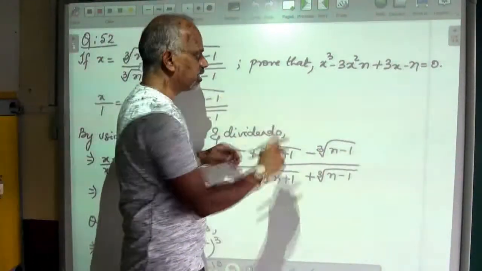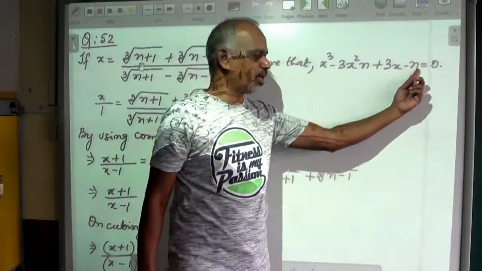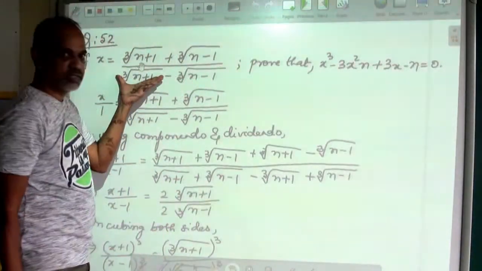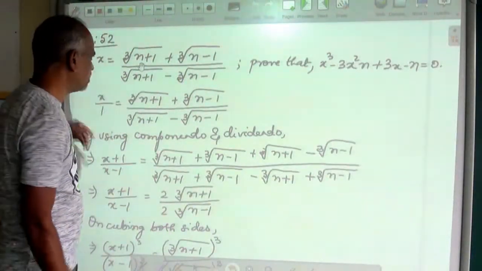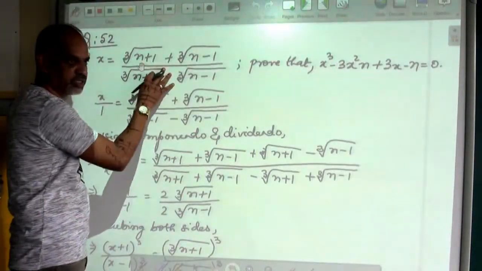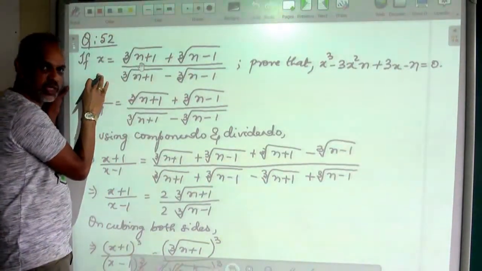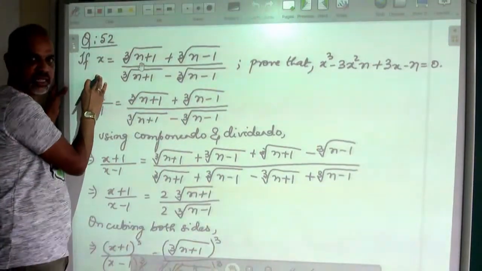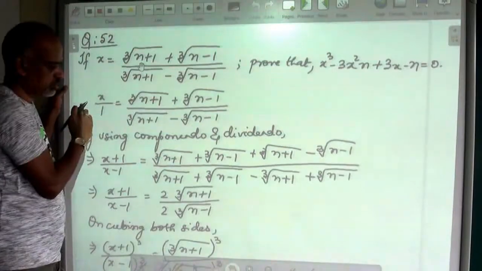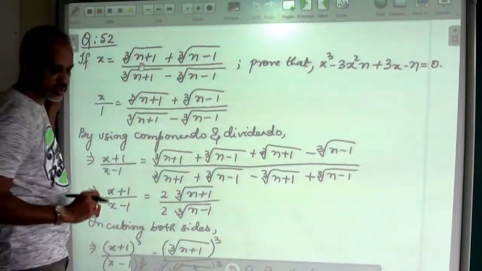You need to prove that x cubed minus 3x squared n plus 3x minus n is equal to 0. This is what you need to prove, and this is what is given. So let's start with whatever is given. If you look at the right side, you have the numerator and the denominator. It's a proportion. Therefore, on the left side also there should be a numerator and a denominator. But there is no denominator here. Therefore, introduce the denominator. The denominator is x, meaning x divided by 1. So that's what I've written here. x divided by 1 is equal to this same thing.